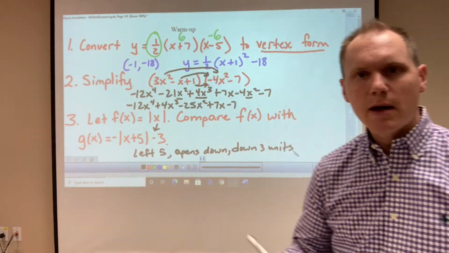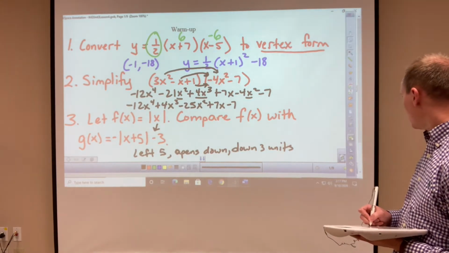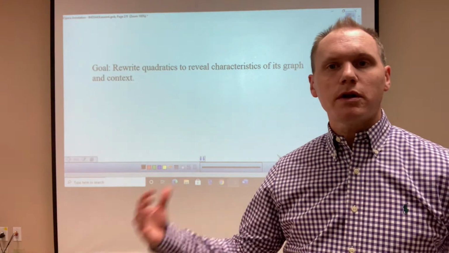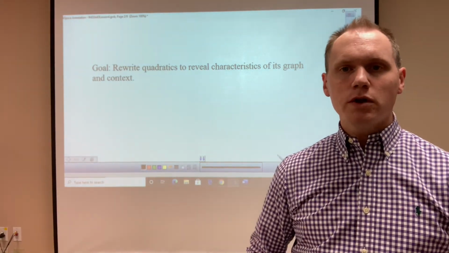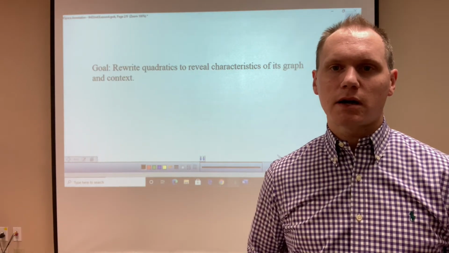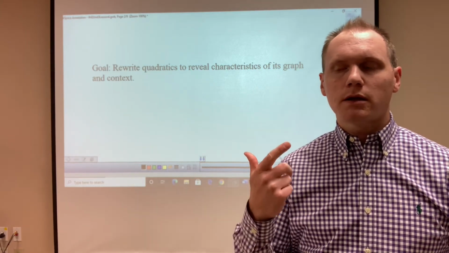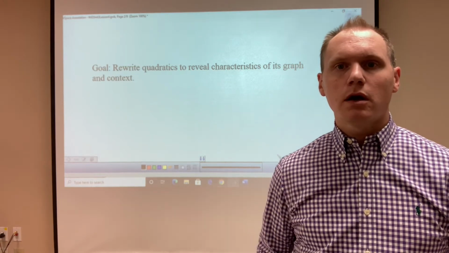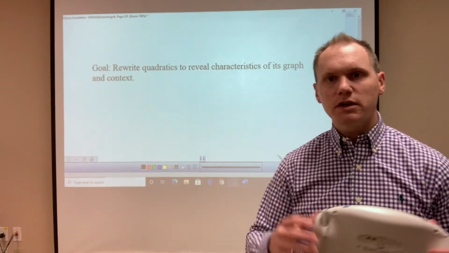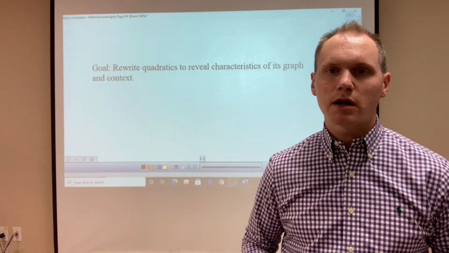So just a recap, a review of something we've done in the past with these transformations. All right, up next, in this lesson, we're going to look at how to use what we have already learned to rewrite quadratics to tell us characteristics of that quadratic and its context. So for example, factoring, multiplying, completing the square, all of those skills that we've learned so far this unit, we're going to put those together to rewrite quadratics in various forms to tell various characteristics of those quadratics.